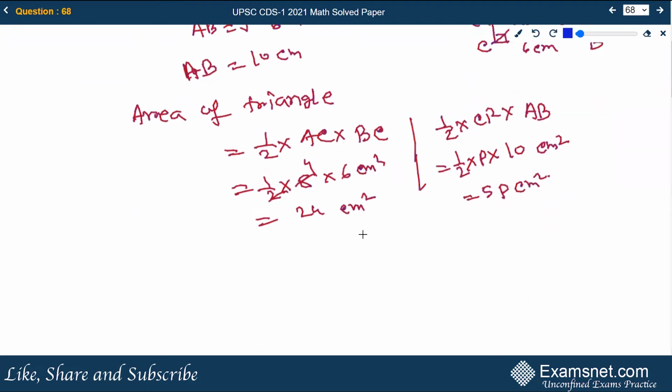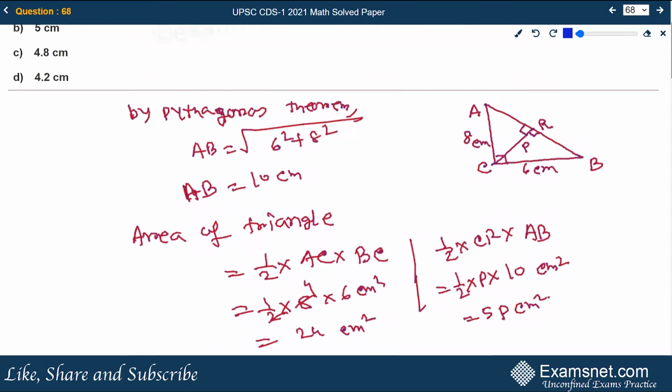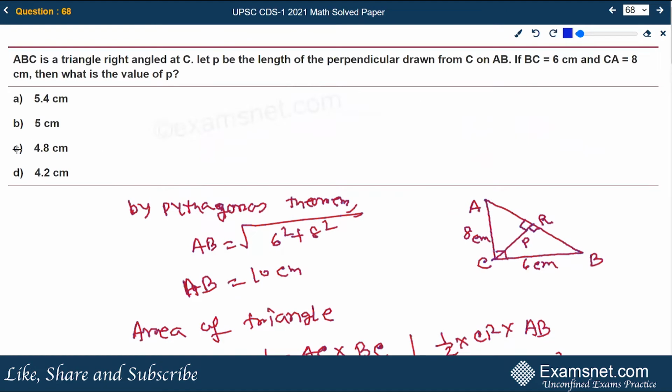Now both are same. Therefore, I can write 5P equals 24. So P is 4.8. Value of P is 4.8 centimeter. Here option C is the correct answer.